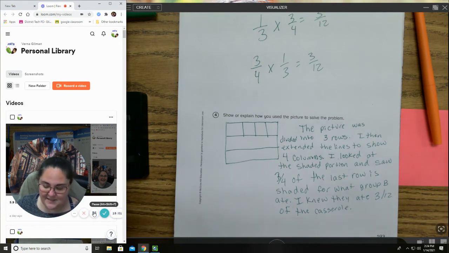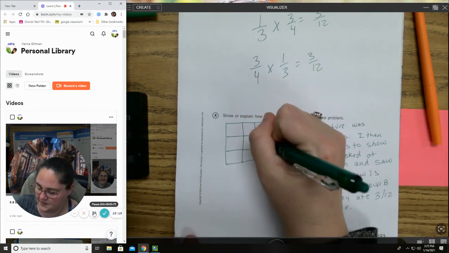So this is an acceptable answer. There are more than one answers, but keep in mind, the closer you are to this kind of response, the better it's going to be. So I said the picture was divided into 3 rows, as you can see. I then extended the lines to show 4 columns.